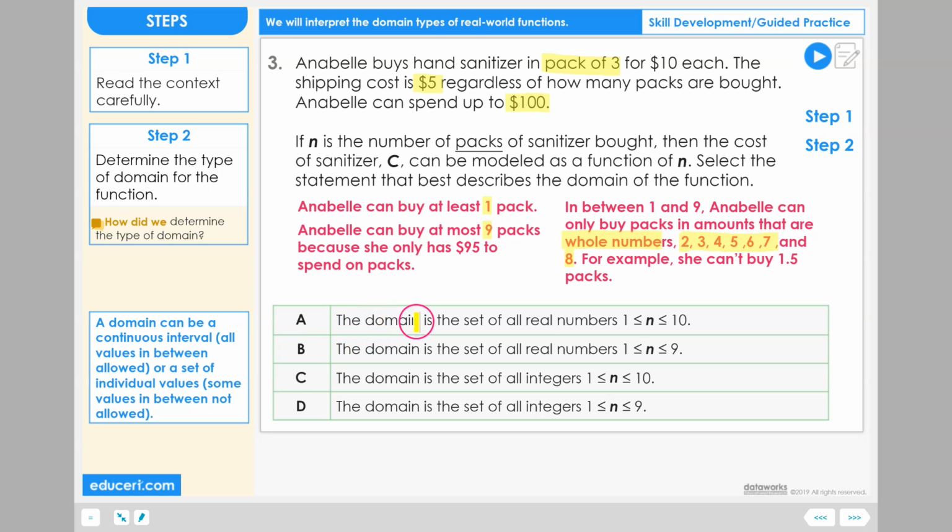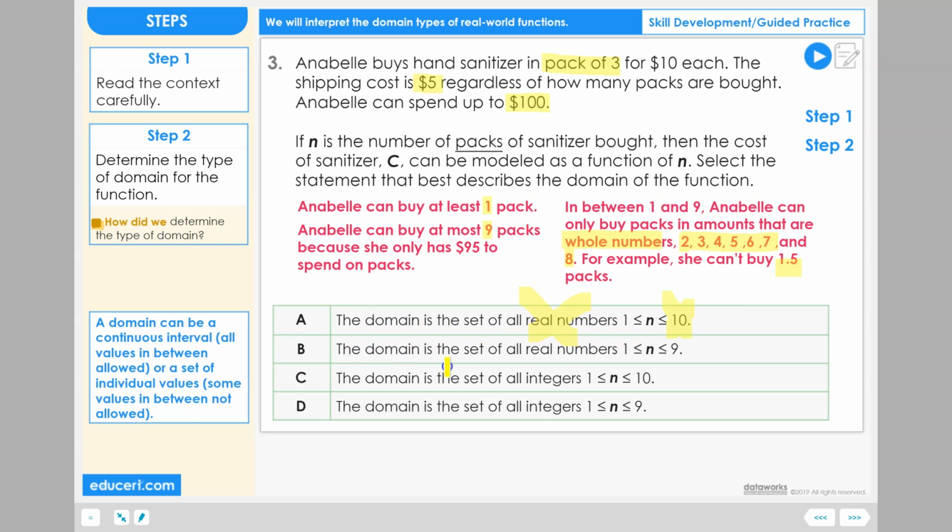A. The domain is the set of all real numbers between 1 and 10. Well, this will not work for 2 reasons. First of all, real numbers include all the decimals in between, and we know that it can't be all the decimals, and we also know that it can't be 10 because 10 is not allowed as the highest amount. To buy 10 packs would cost $105. So A is not correct.